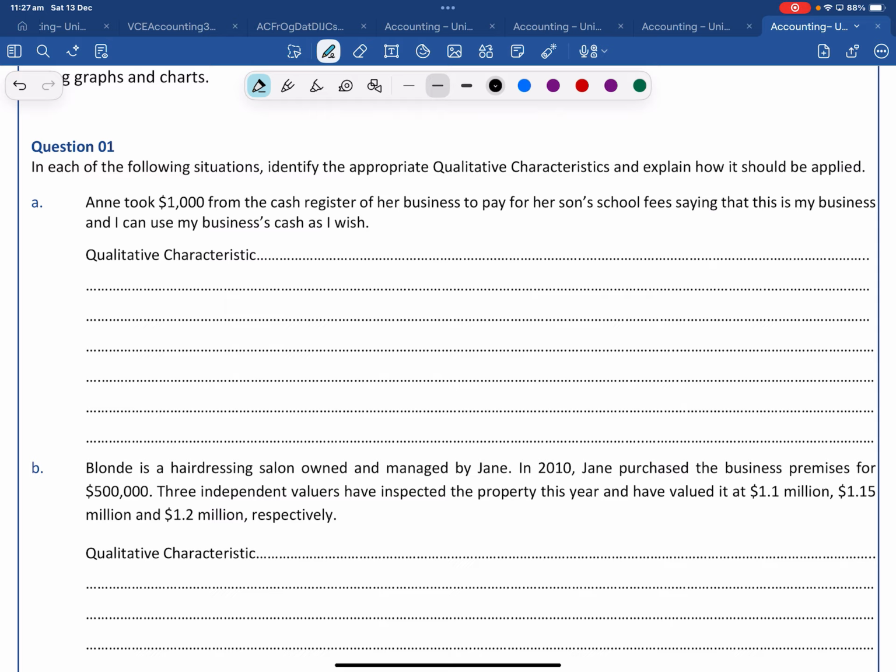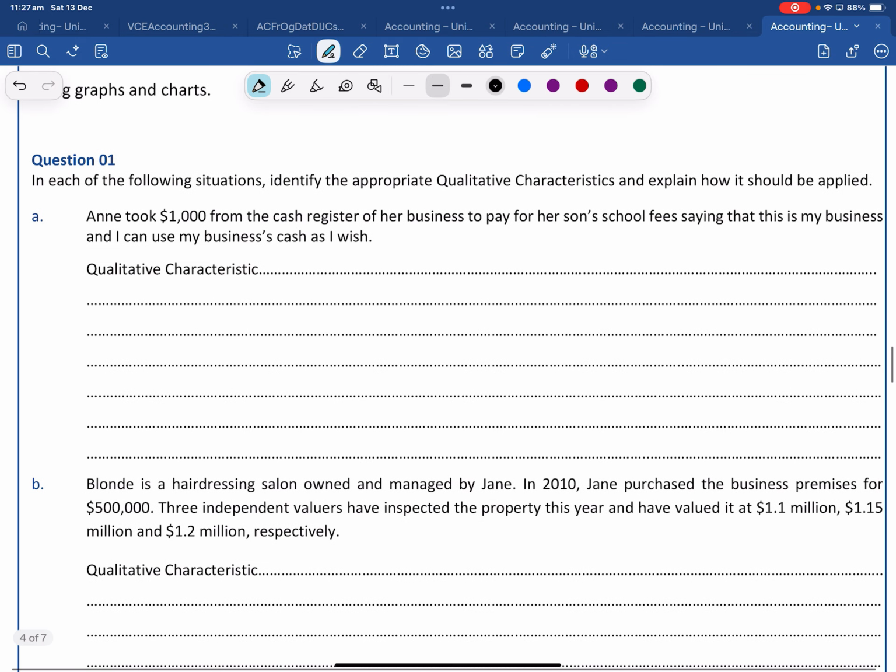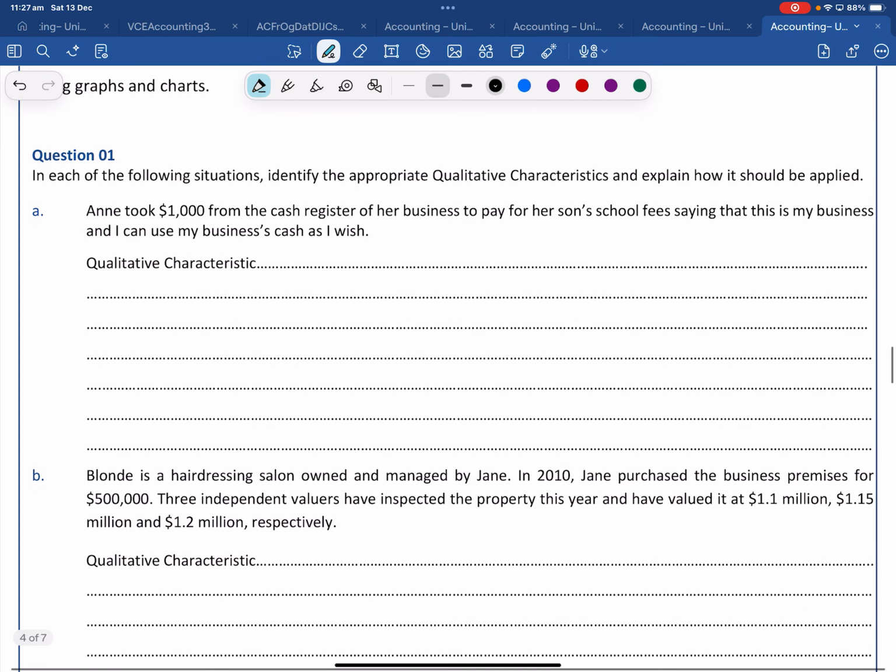Could she mention materiality since it's $1,000? No, you don't have to really worry about materiality at this point. Do you think it is material? Yes, it is material, we have to record it. That's what I meant. It's 1,000, so it's material. Okay, so this one is, guys, relevance.